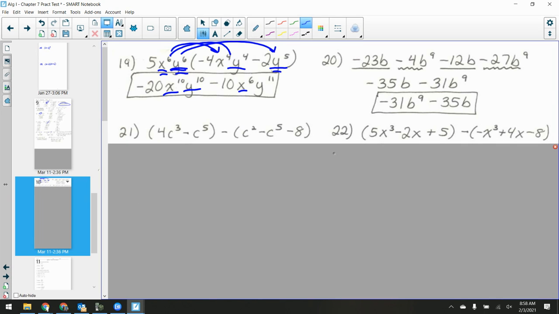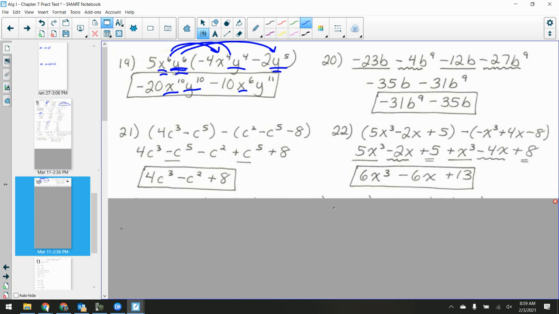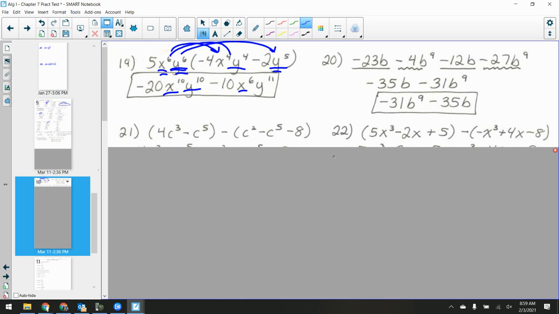We're going to subtract here for 21 and 22. Mackenzie, what did you get for your final answer for 21? 4c to the 3rd minus c squared plus 8. Good. And then what did we get for our answer for 22? I'll show that again in a second. Kyler, what did you get for your answer for 22?